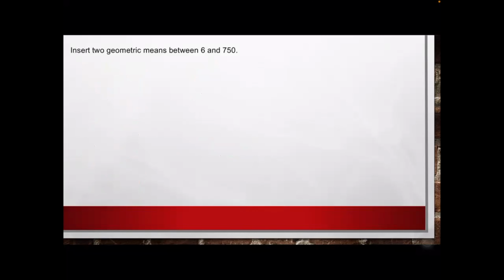So we have: insert two geometric means between 6 and 750. So our first term is 6, then 1 and 2, then 750. So in this case, a sub 1 is equal to 6, a sub n is equal to 750, and our n is equal to 4. Why is it 4? This is 1, 2, 3, and 4. 4 terms. Okay, so we will have a sub n is equal to a sub 1 times r raised to n minus 1.